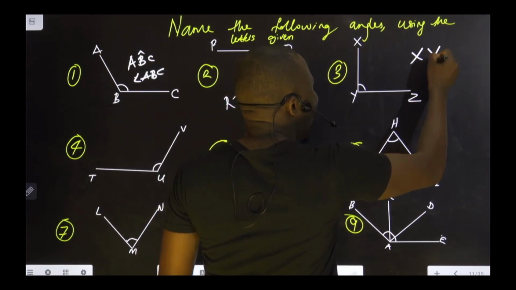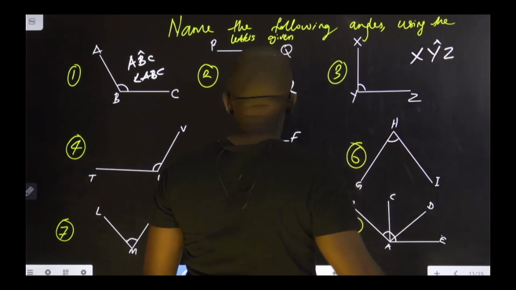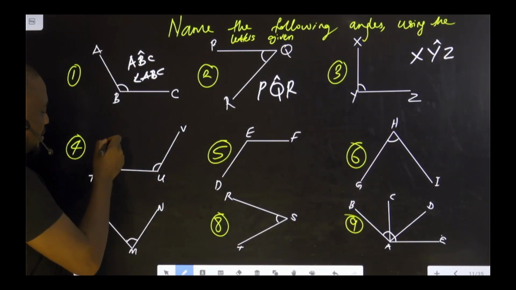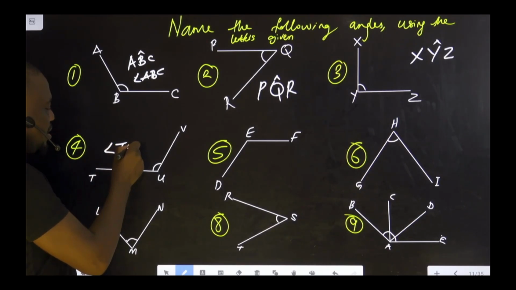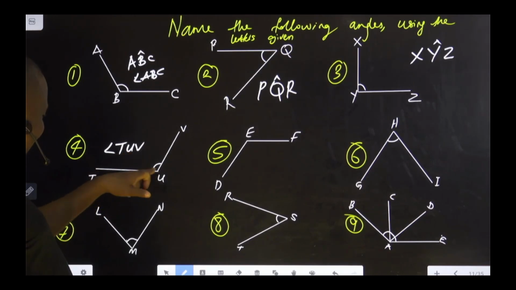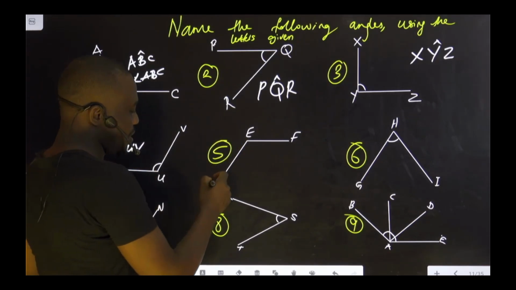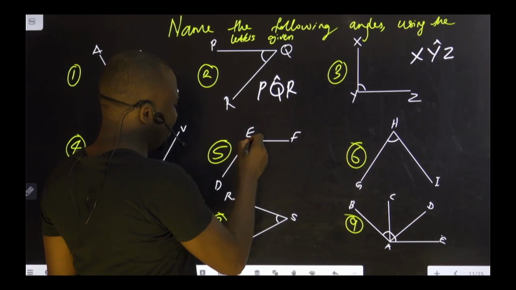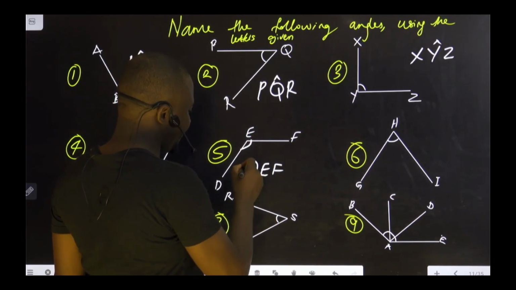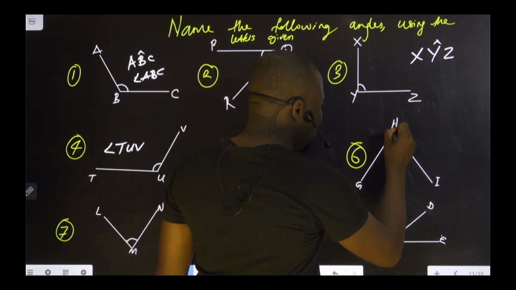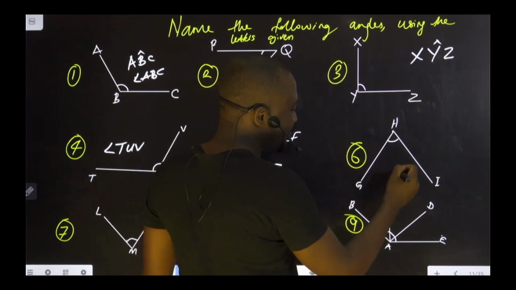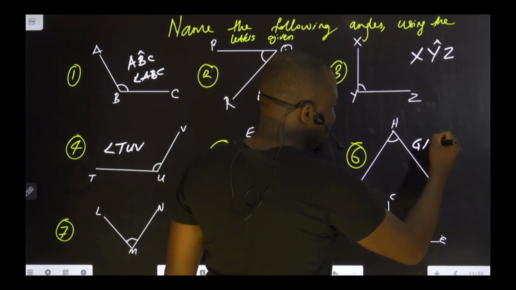X, Y, Z. Okay, let's change the style now. Here, TUV. TUV. You can see this is the one at the center, the vertex. Here, DEF. That is this angle. DEF. So this is the vertex too. So we have to come like this or like this. GHI.